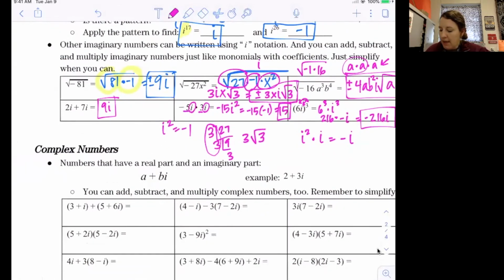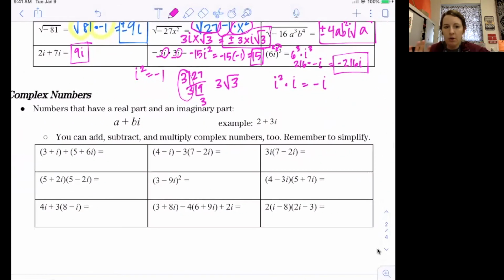Now, complex numbers include both real numbers, so integers, and then imaginary parts. So they're written in the format a plus bi, meaning your whole number or your real number comes first, and then your imaginary piece comes second. So when we're just adding and subtracting, you would just combine like terms. You would treat the i's like an x. So you can combine things that just have regular i's on them together.